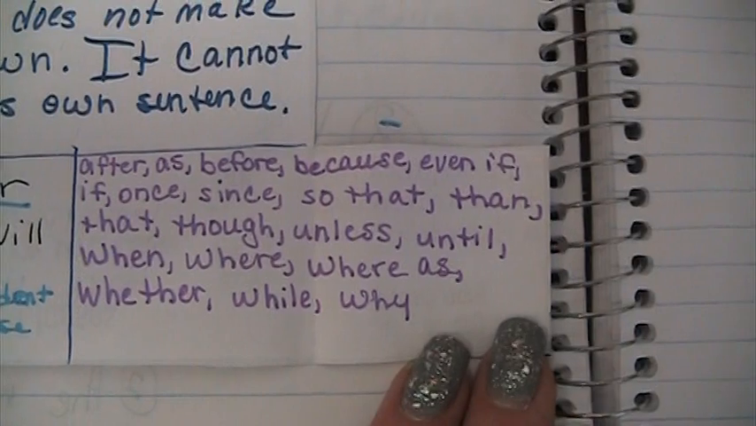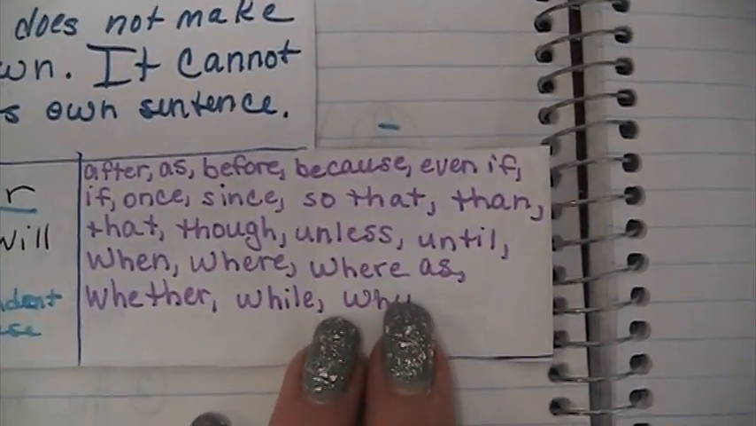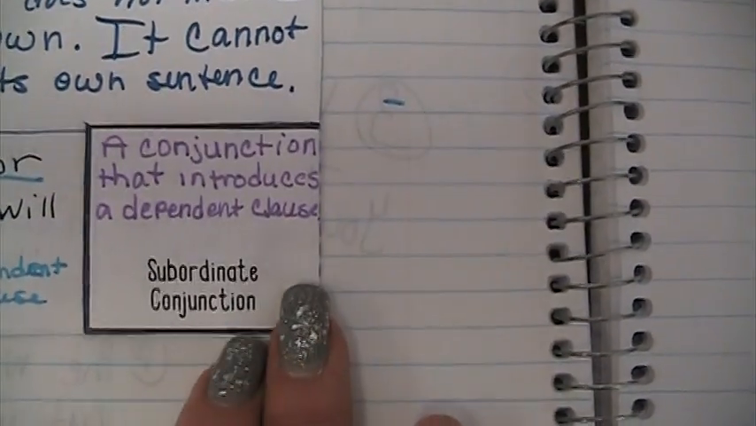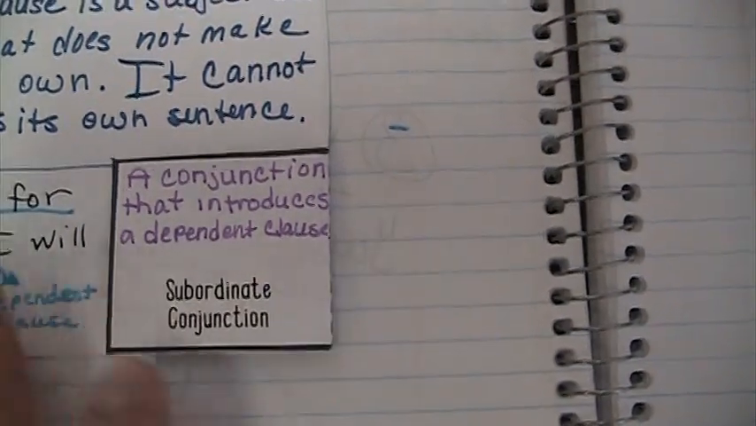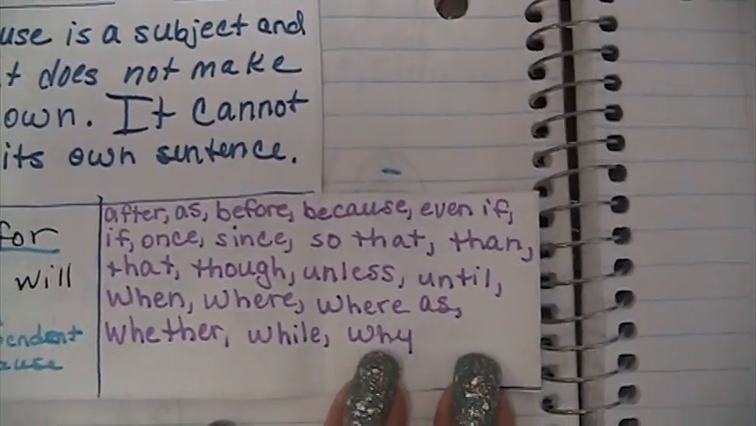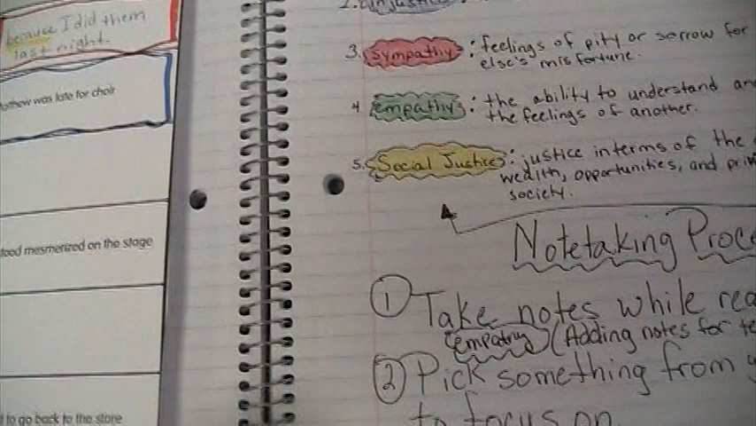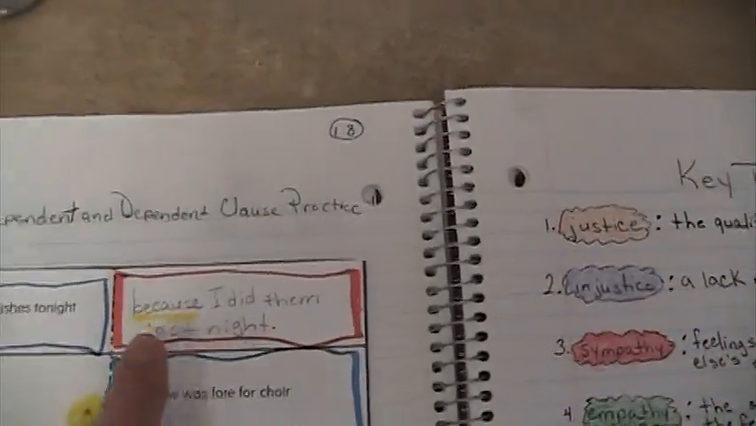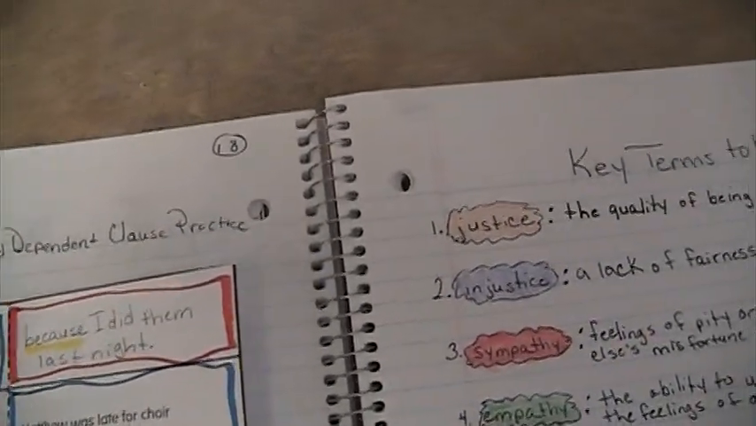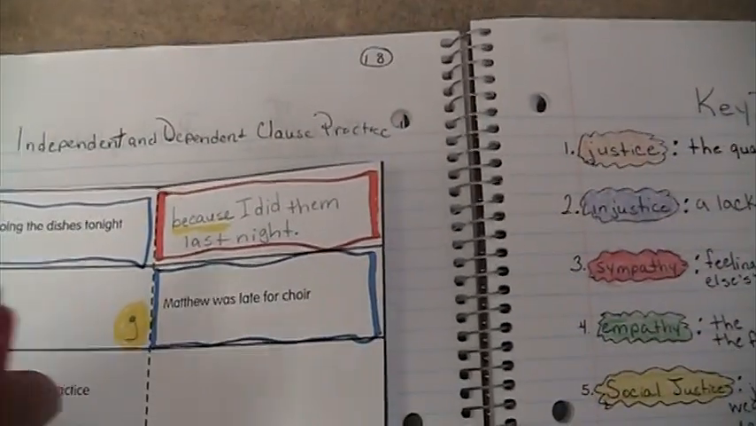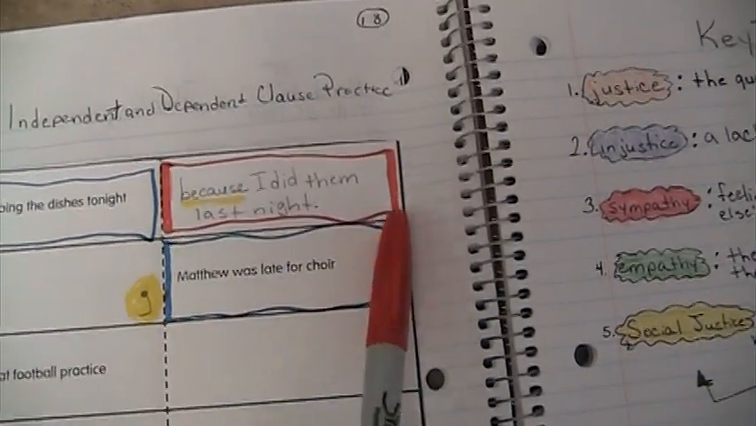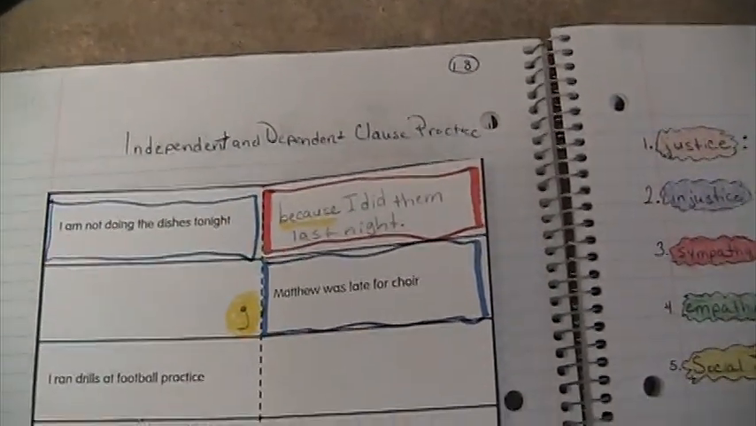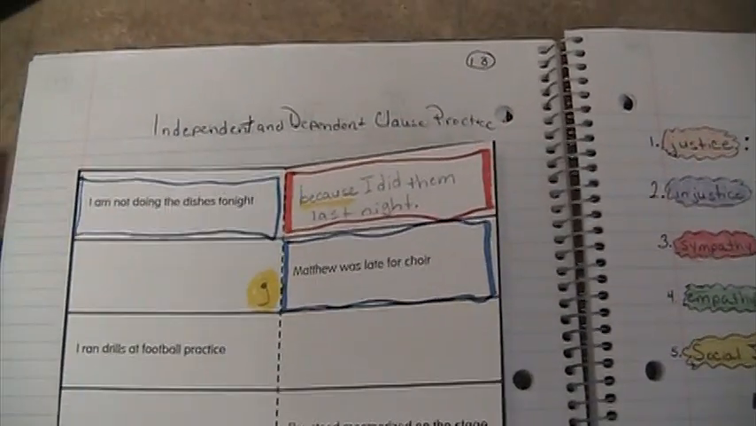Lots of subordinating conjunctions for dependent clauses. And remember, a subordinating conjunction is a conjunction that introduces a dependent clause. Okay? These are our subordinating conjunctions. All right, so let's go back. Now, our dependent clauses are going to be outlined in red. So you're going to take your red marker out of your bin and you're going to put an outline around all the boxes that you will be writing. So go ahead and complete this exercise.